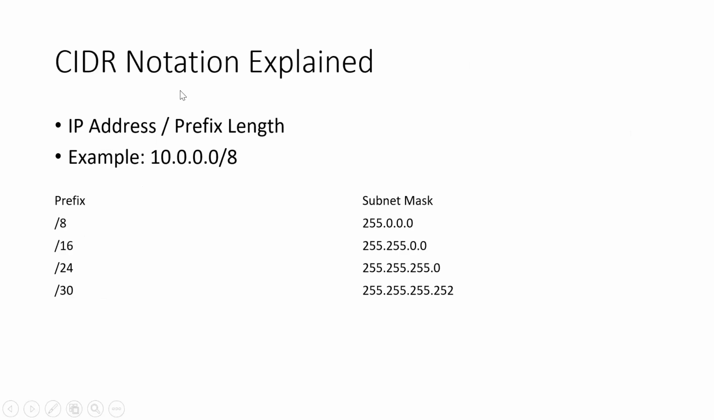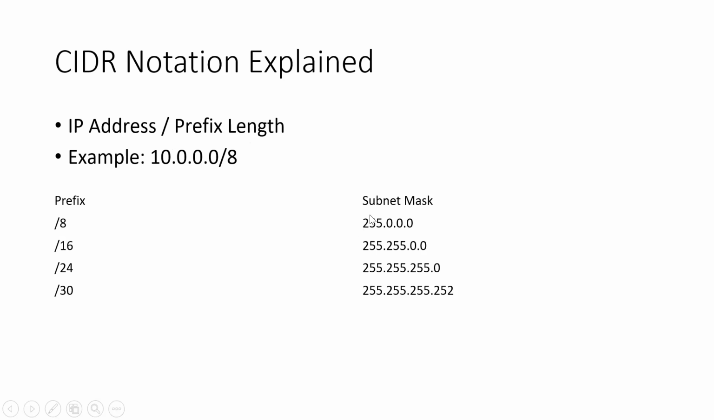And let's see CIDR notation. The format is IP address slash prefix length. It can be called CIDR or prefix length. For example, 10.0.0.0/8. By seeing it, it is understood that this IP address belongs to class A. And /8 means the default subnet mask is 255.0.0.0.